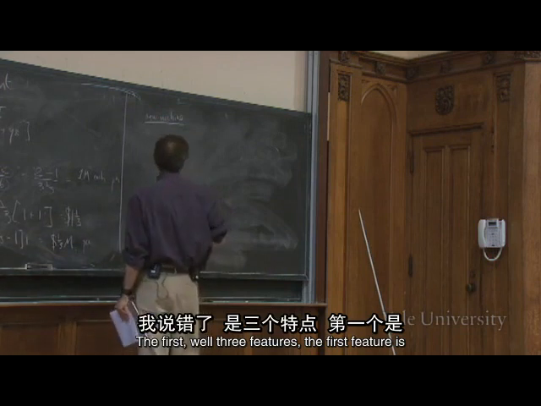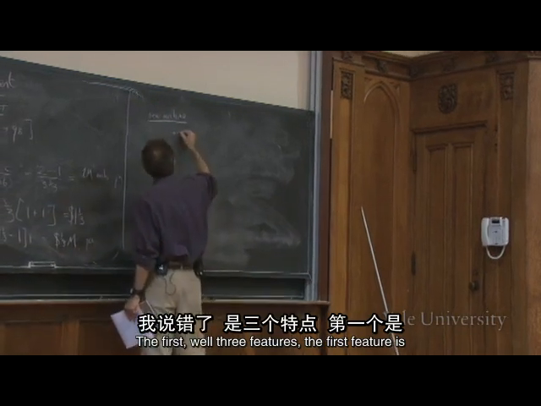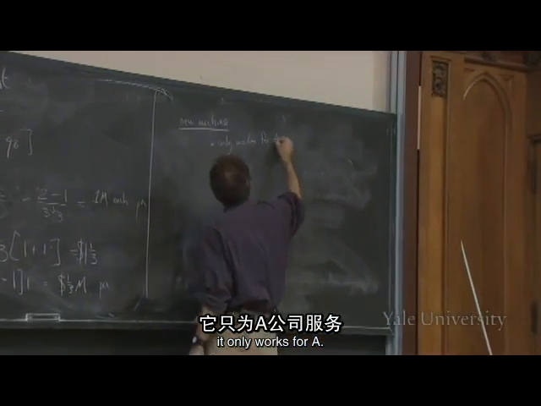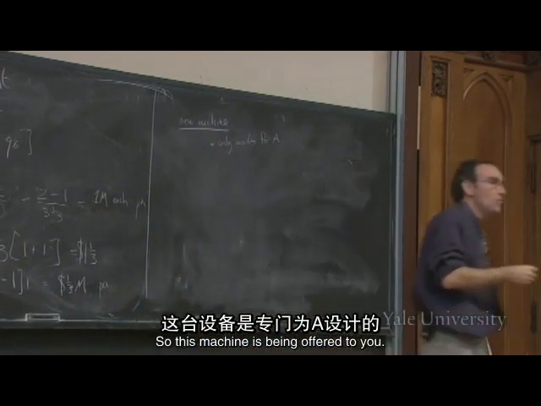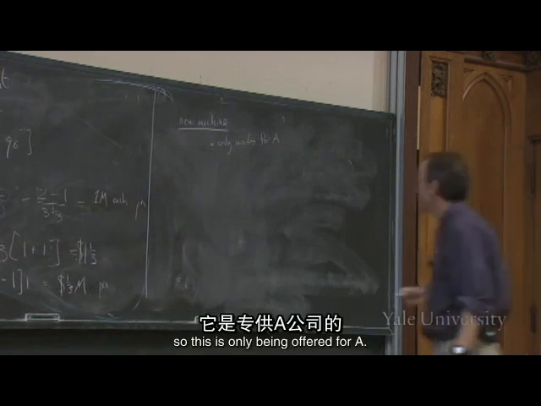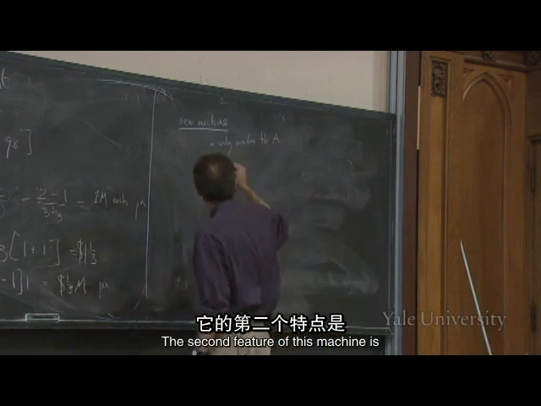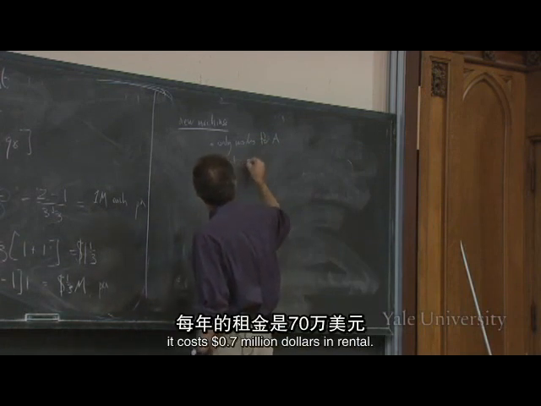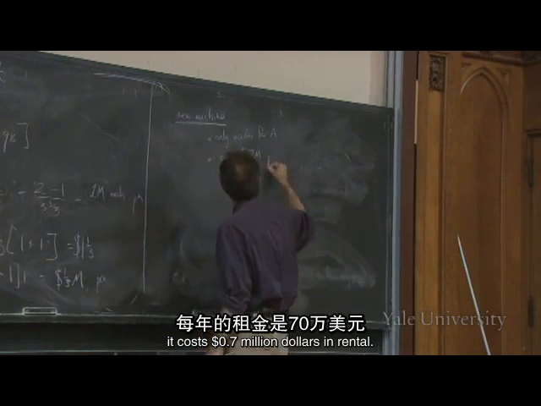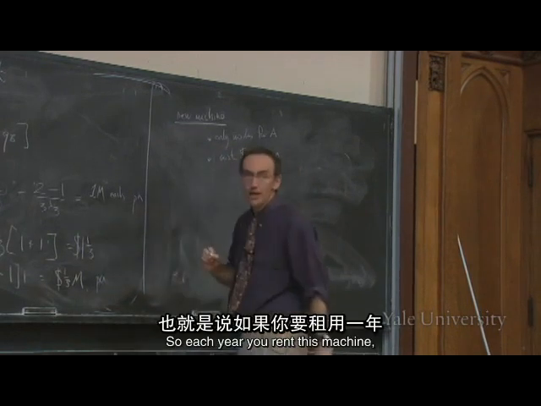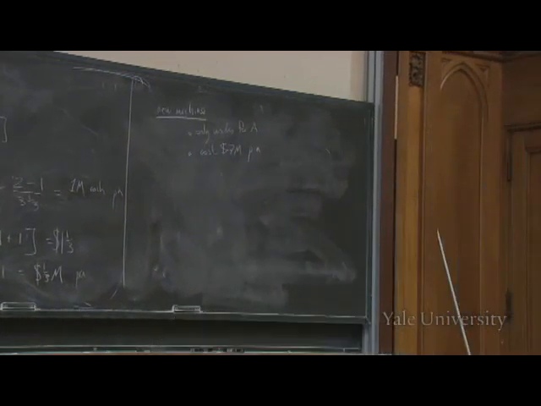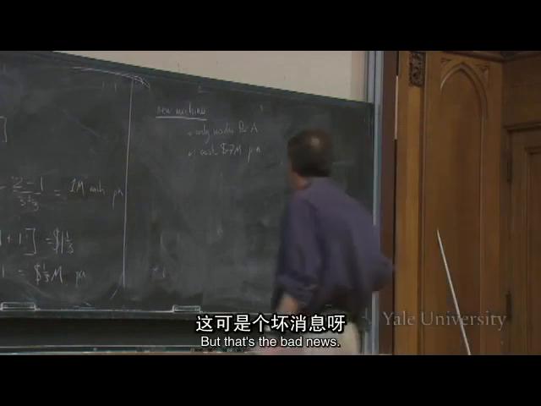All right, three features. The first feature is it only works for A. All right, so this machine is being offered to you. It wouldn't fit into firm B's technology, so this is only being offered for A. The second feature of this machine is it costs $0.7 million in rental. So each year you rent this machine, you'd have to pay $0.7 million. All right? But that's the bad news.